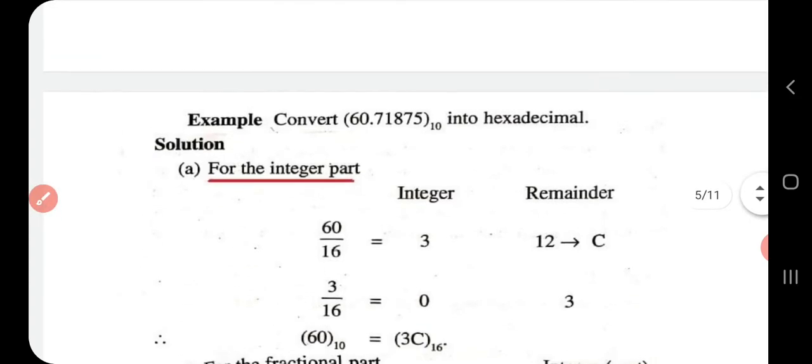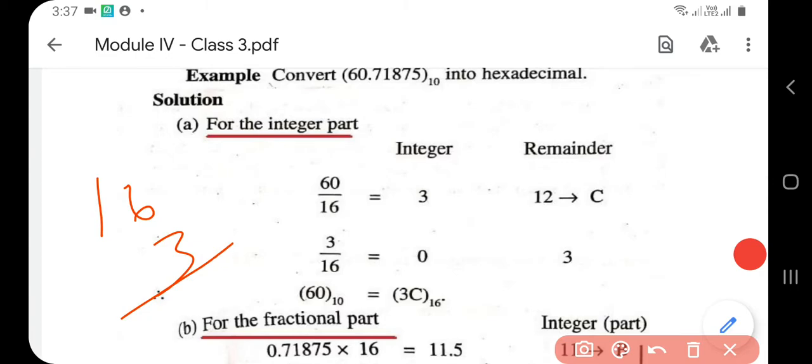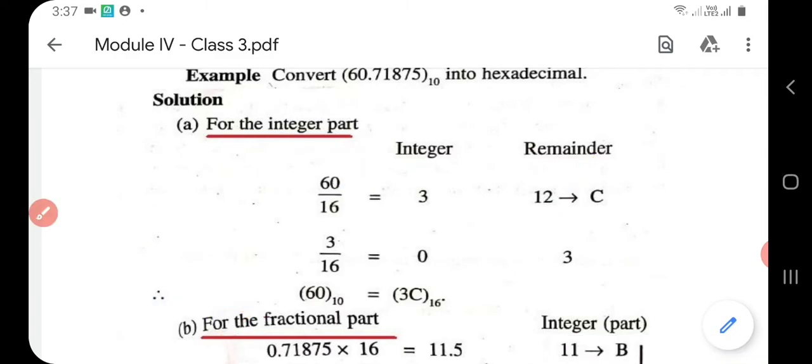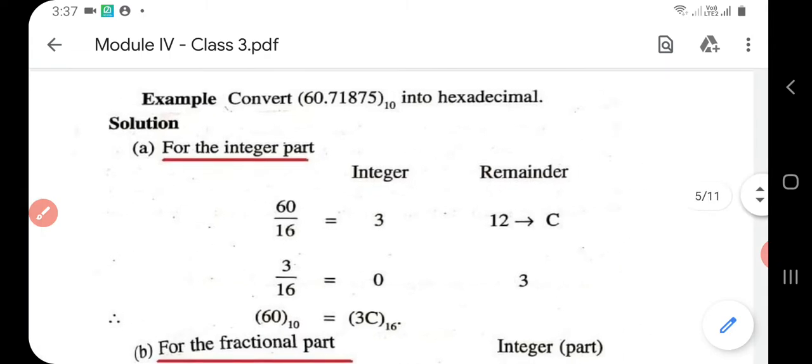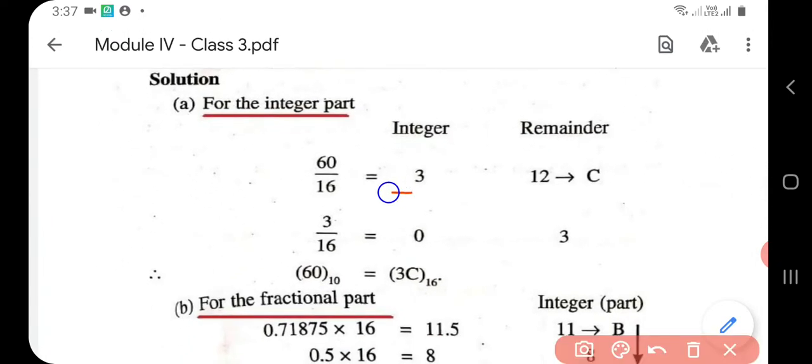Why? 16 into 3 is actually what? 48. Here it is 60, so 60 minus 48 is 12. So the remainder is 12, but you cannot write it as 12. Write the equivalent letter, that is C. Then again you divide 3 by 16. It will be 0, 0 into 16 is 0, so the remainder will be 3. And what will be the hexadecimal equivalent of this integer 60? Reading from bottom to top, it will be 3C.